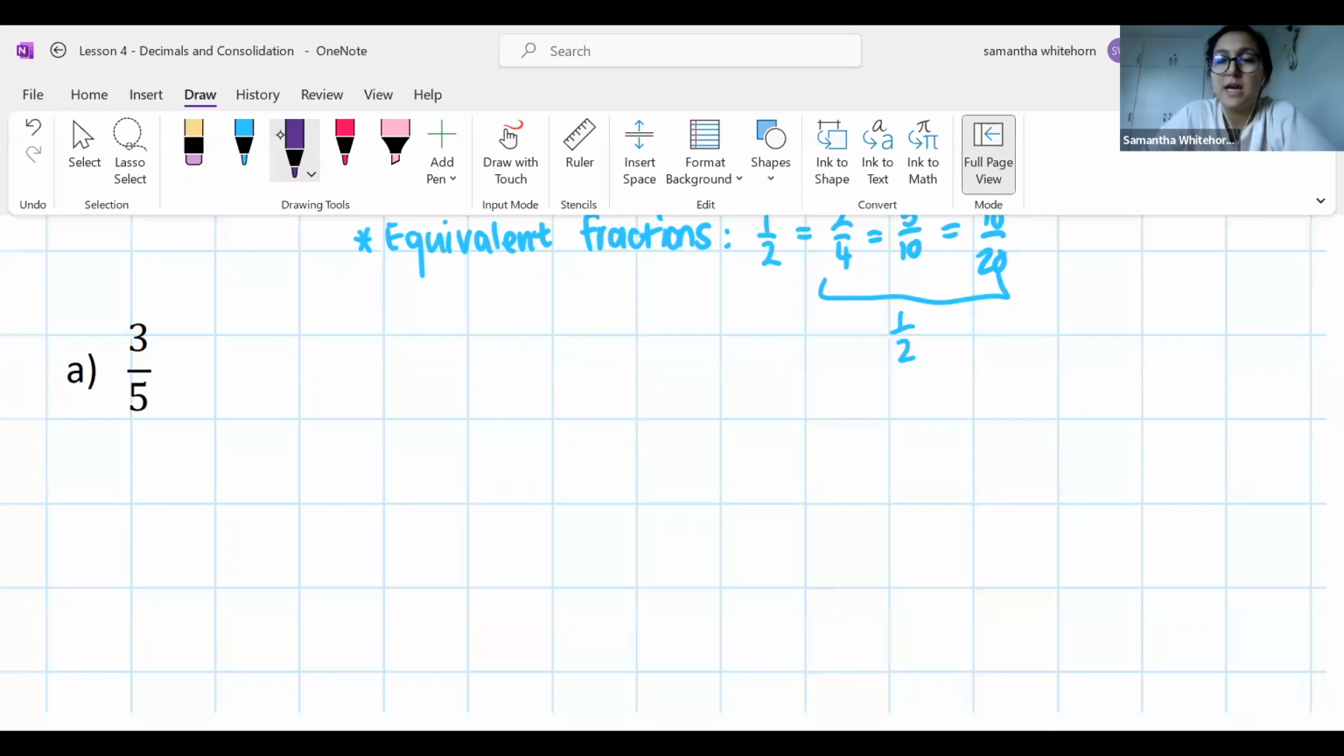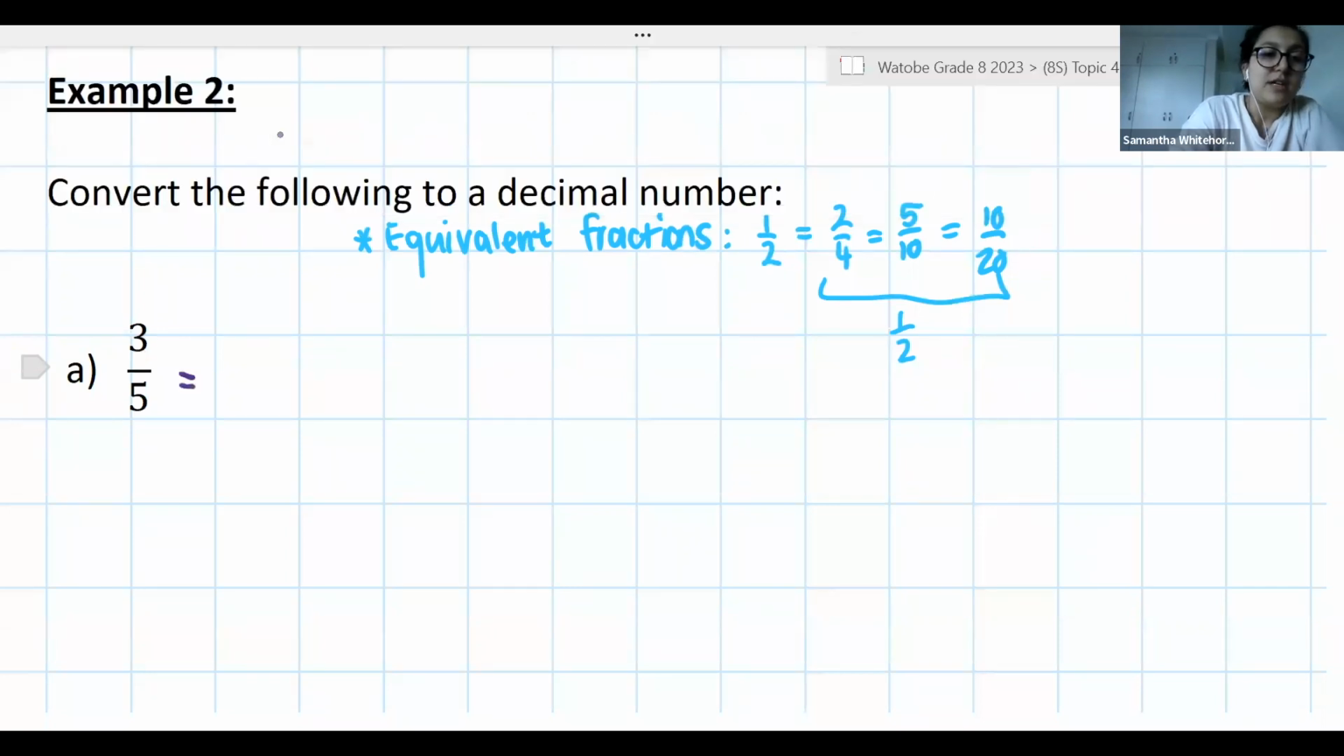If you can make it 10, there's no need to make it 1,000. So looking at this denominator of 5, I can definitely make 5 a denominator of 10 because I know that if I times 5 by 2, I get 10. And that therefore means that I will do the same thing on the top. Remember, what you do to the bottom, you do to the top. And if I times 3 by 2, I get 6. And so what that means is I now have a situation of 6 divided by 10.